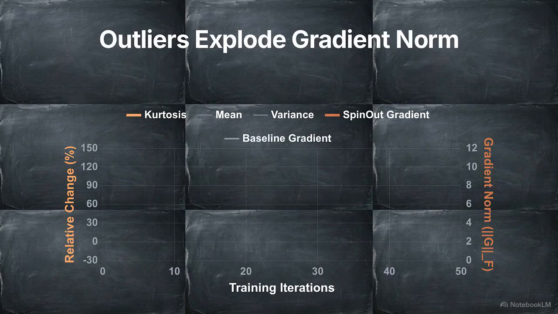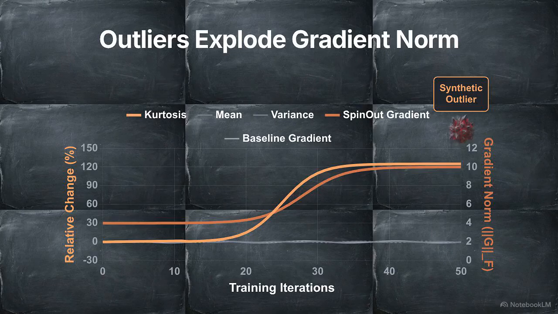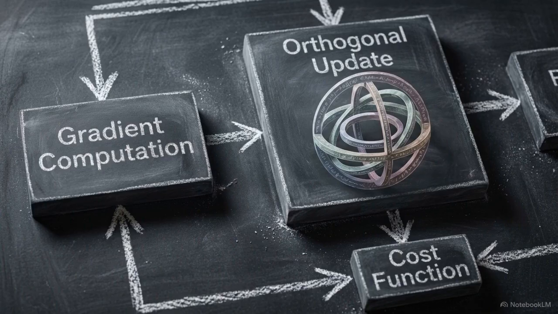This chart tracks internal statistical changes. Synthetic outlier injection increases kurtosis, while mean and variance remain flat. The second graph connects this inflated kurtosis to an exponential increase in the gradient norm. The SpinOut gradient tracks strictly above the baseline. The specific optimization algorithm tasked with processing this gradient and updating the rotation matrix is called Cayley-SGD.